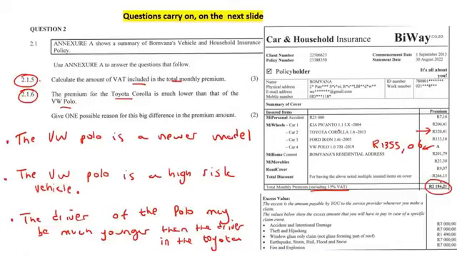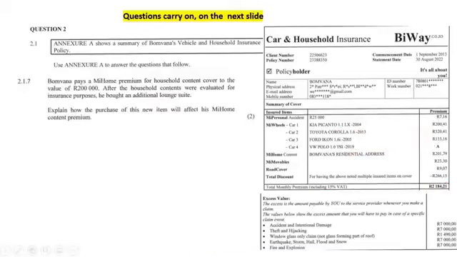It's probably because the VW is a much newer car. I mean, 2019 versus 2013. That's like a 6-year difference. That's quite a lot. Okay, so let's move on.